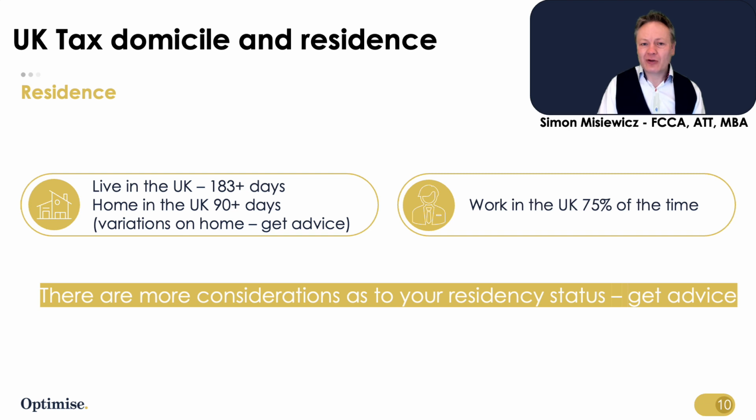All right, let's talk about residency now. I've talked about domicile, and we're going over now to residence. Someone who is resident, what does that really mean? Well, someone who is deemed resident is someone that is living in the UK for 183 days or has a home and lives in it for 90 days. There are variations on home, so get advice, because you can have a home for 90 days and only live in it for a period of time, and you're still deemed resident. So there are a few things.